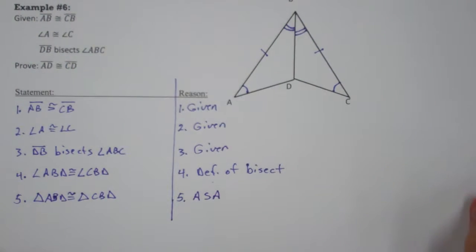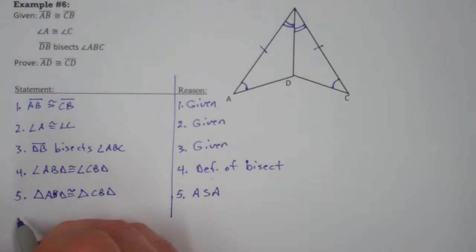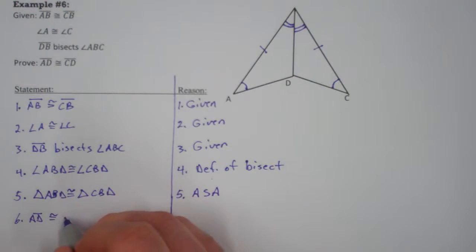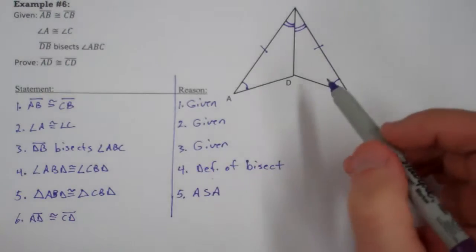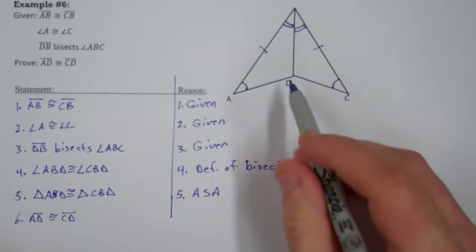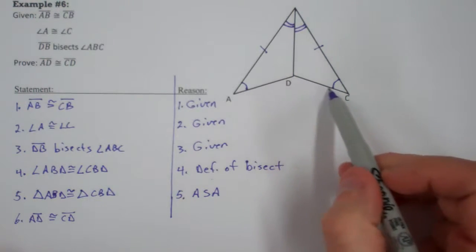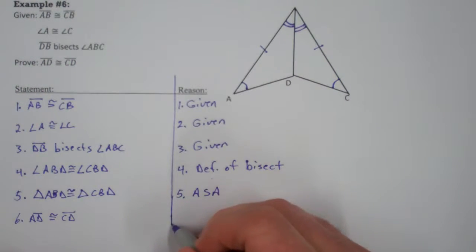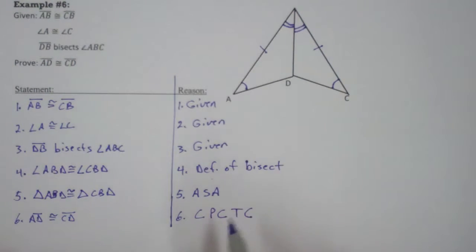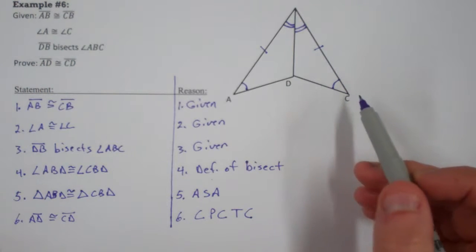Now we actually have to prove that segment AD, that's this one here, is congruent to DC. We want to ask ourselves, are those in correspondingly the same location? You can imagine if you flip this triangle over, then AD would line up right on CD. So they are in the same corresponding location, and we can use CPCTC. Corresponding parts of congruent triangles are congruent, and these are corresponding parts of two congruent triangles.